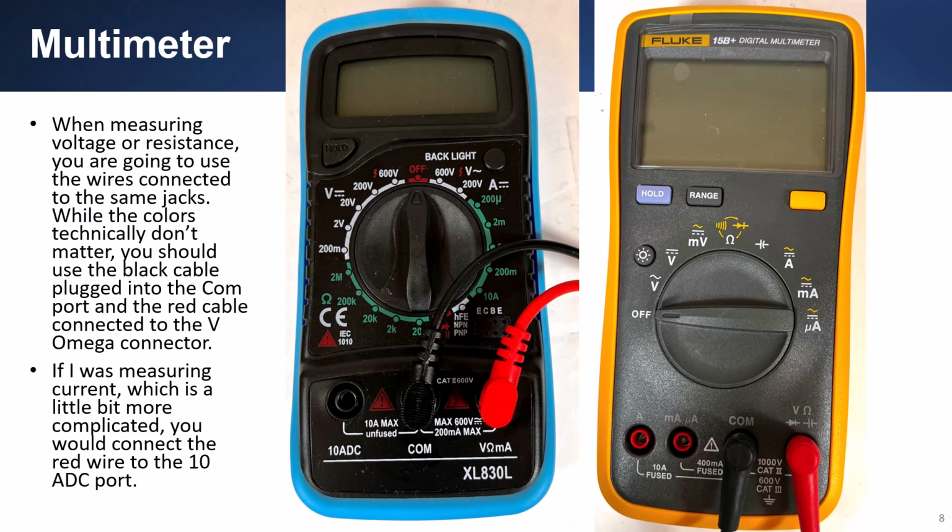When measuring voltage or resistance, you're going to use the wires connected to the same jacks. While the colors technically don't matter, you should use the black cable plugged into the COM port and the red cable connected to the V omega connector. If I was measuring current, which is a little bit more complicated, you would connect the red wire to the 10 ADC port.